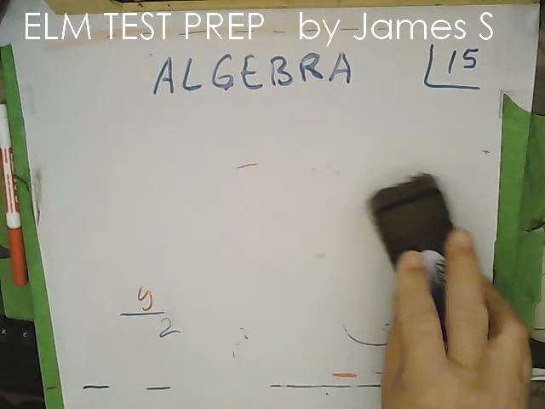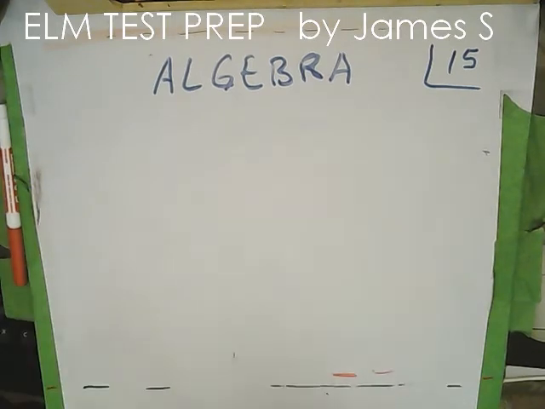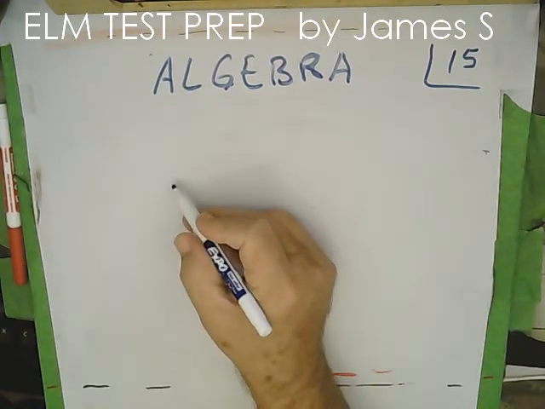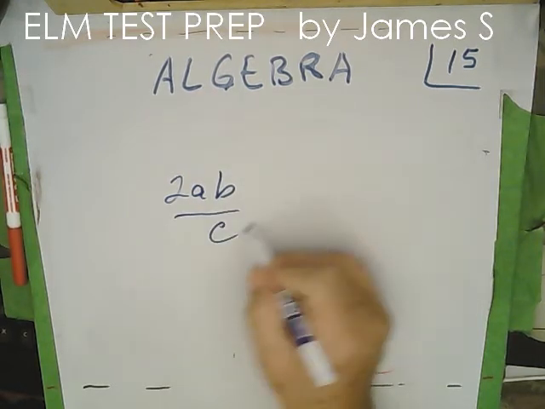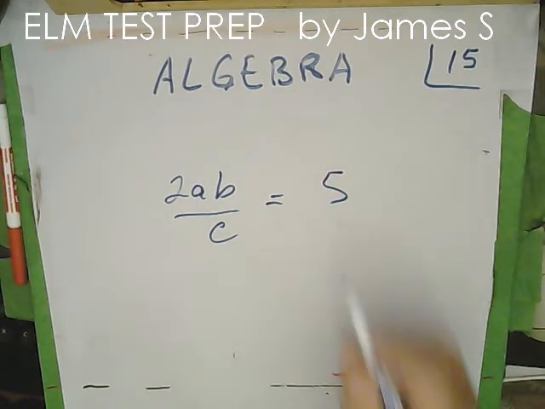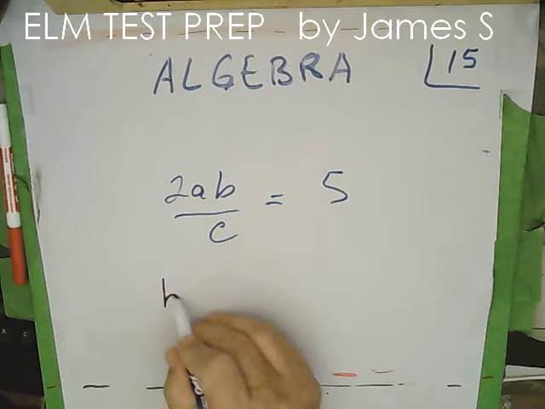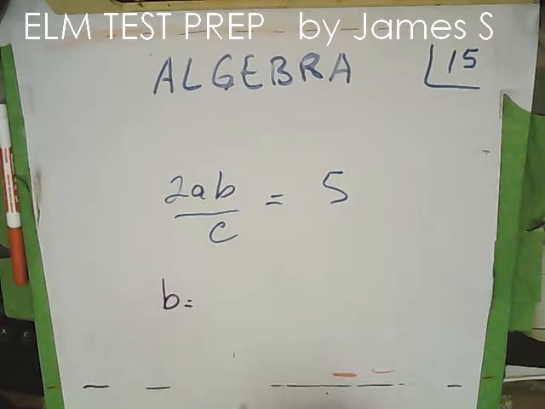Now, just real quickly, let's do something they might give you. 2ab over c equals 5. And they say solve this equation for the variable b. Well, this is the one I want to solve for.